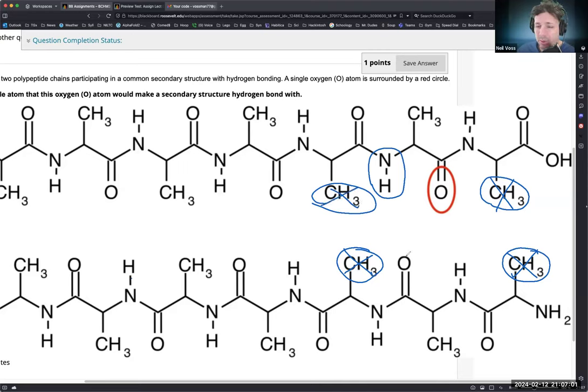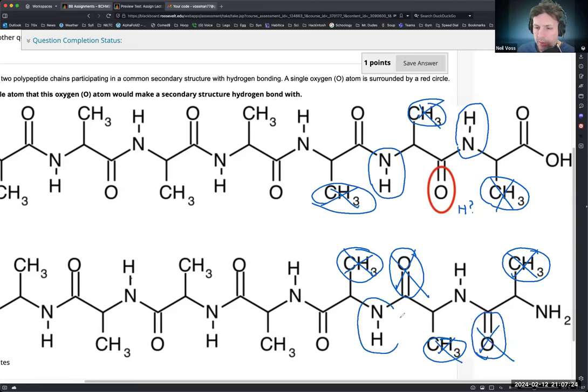Can it make a hydrogen bond with this oxygen? No, because it doesn't have a hydrogen. This one is missing a hydrogen, right? So it needs a hydrogen. Could it make a hydrogen bond with that one? Technically, yeah, but not that one. That one doesn't have a hydrogen. All right, so our candidates are nitrogens with hydrogens. I guess that one's plus.